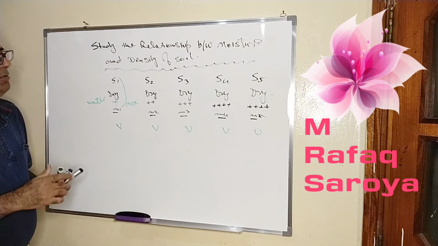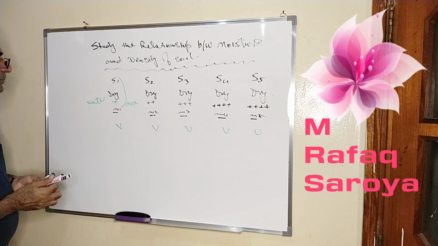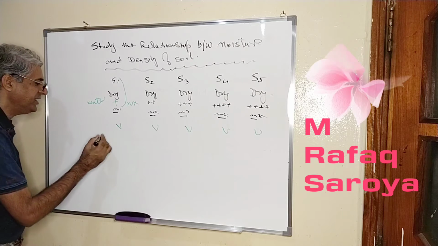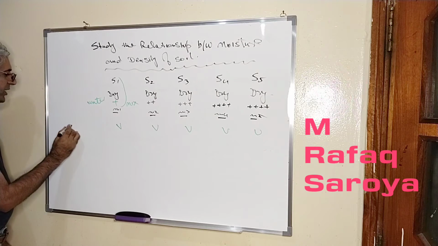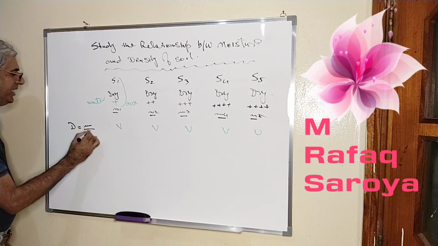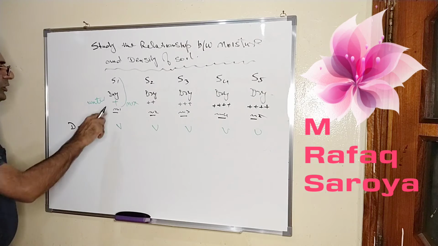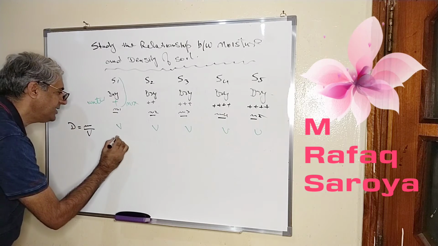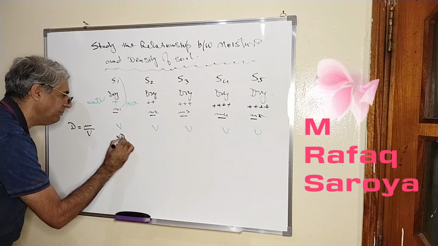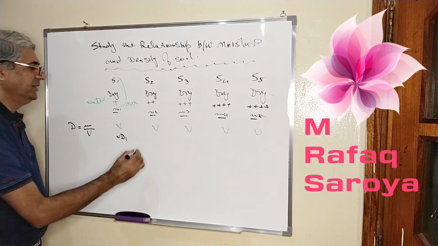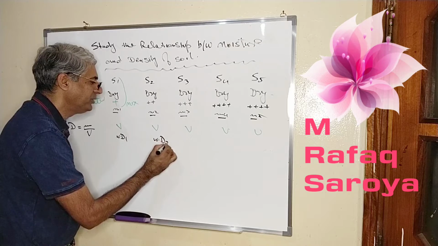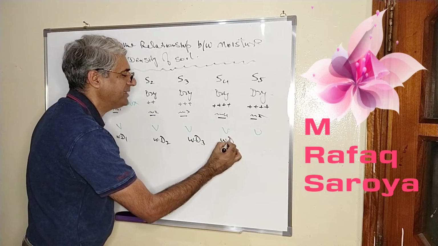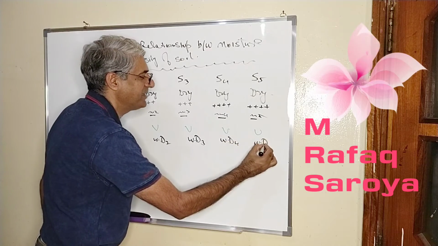As I have already told you, when mass is known and volume is known, then we can find out the density, and let me write down the expression over here. This density is represented by mass per unit volume. This density is known as WD, wet density of sample number 1, wet density of sample number 2, wet density of sample number 3, wet density of sample number 4, and wet density of sample number 5.